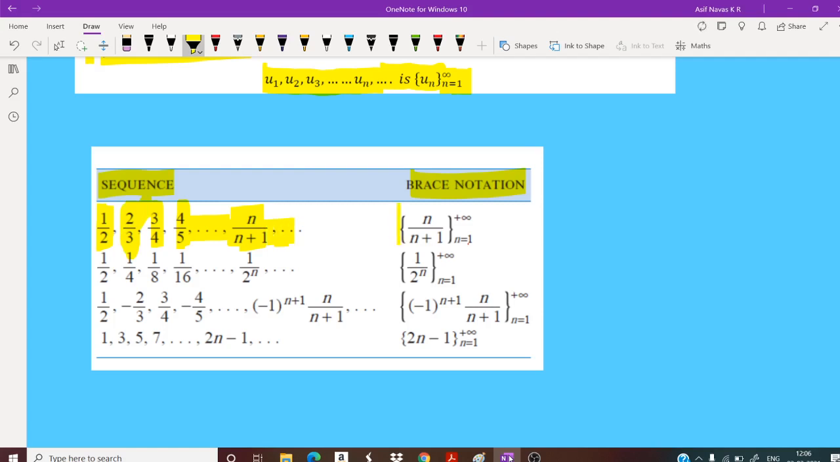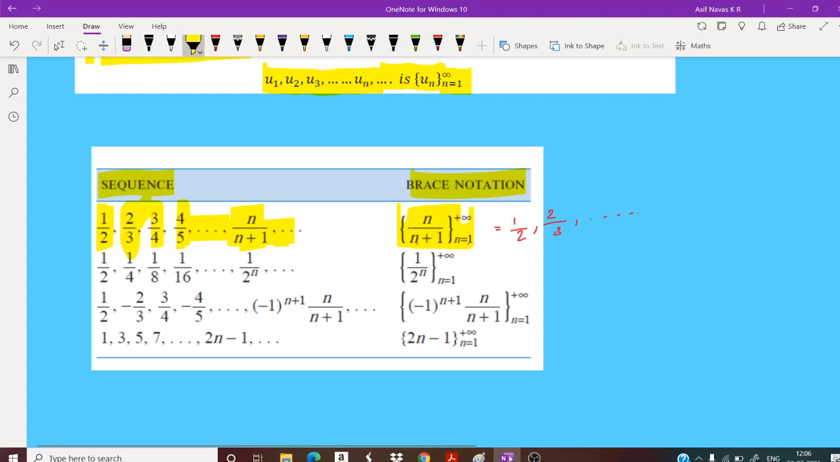And its notation is n by n plus 1. So this sequence can be written as n equal to 1, 1 by 1 plus 1, 2. And the second term, 2 by 2 plus 1, 3, etc.